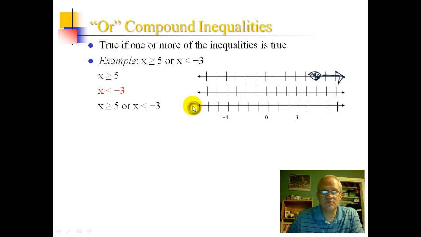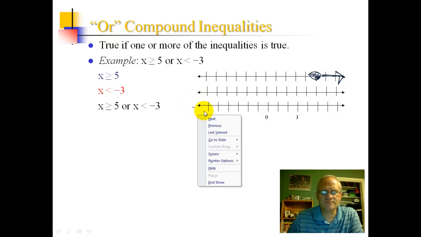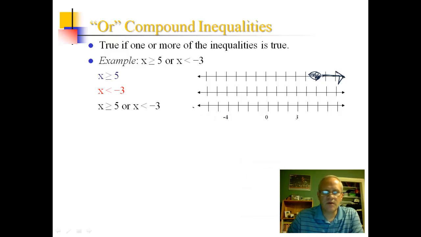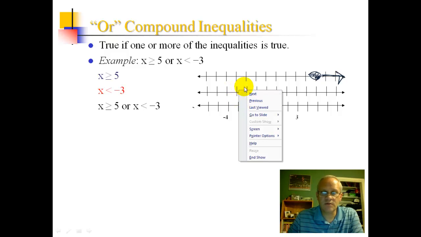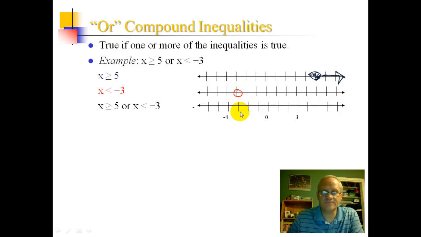All right, let's switch to the red. Again, I don't have this labeled correctly here, but we can figure it out. So here's 0, -1, -2, -3 is right here. That's going to be an open circle. And if x is less than -3, the arrow's going to go that way.